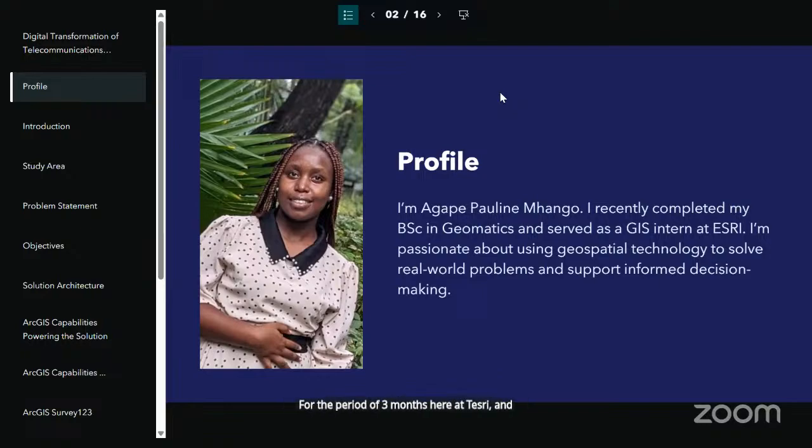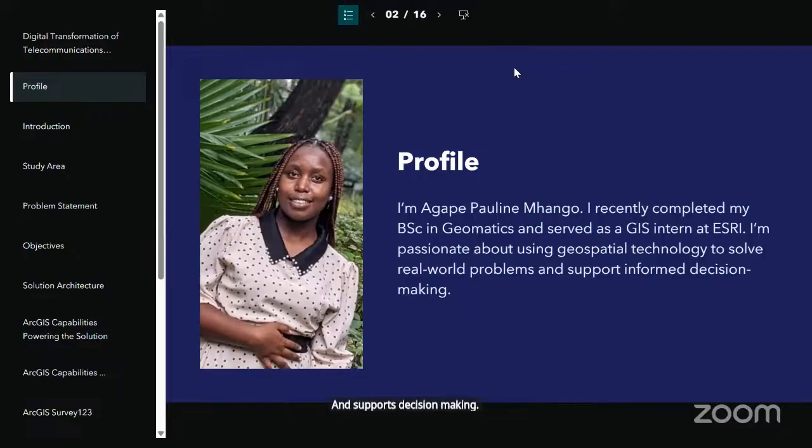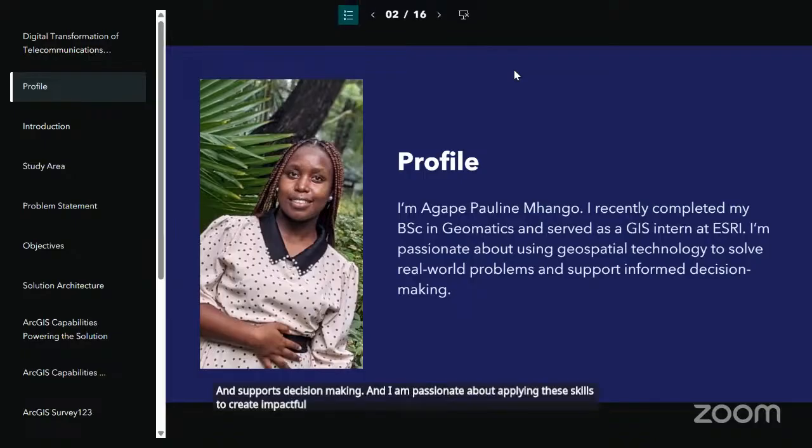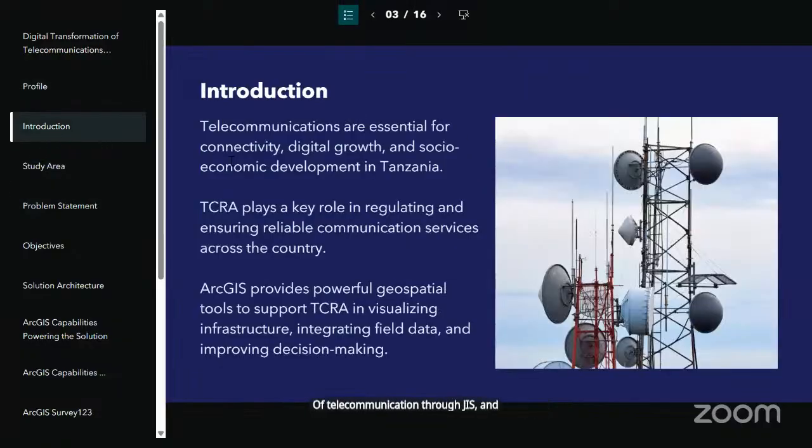During my studies and internship, I have developed strong skills using geospatial tools to analyze data, solve real-world challenges, and support decision making. And I am passionate about applying these skills to create impactful solutions and contribute to projects that make a difference. With that passion, I worked on a project titled Digital Transformation of Telecommunication through GIS.